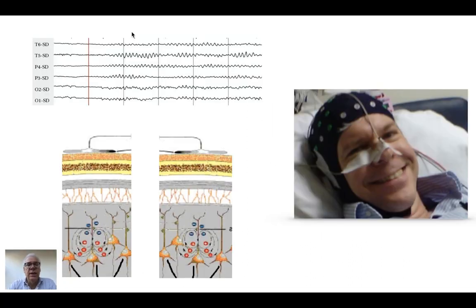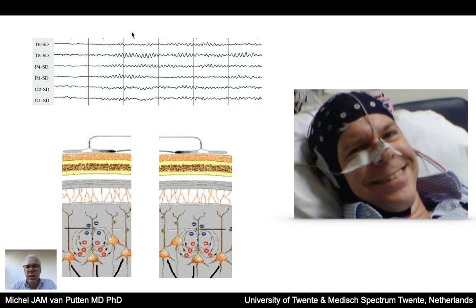So if we record an EEG in the clinic, an example of that is shown on this slide. On the right, you see a healthy control whose brain waves are recorded with an EEG cap, and in the left upper panel, the rhythms are shown as being recorded. This is 1, 2, 3, 4, 5, 6 seconds.